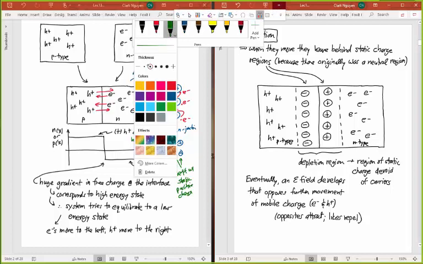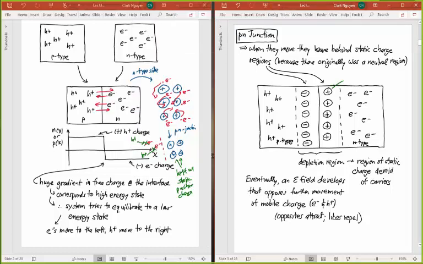Actually, let's go green. So when I make it circled, that means it's static charge. It's not movable, and that would be the same on this side. If electrons leave this side, they leave behind positive charge. If holes leave this side, they leave behind negative charge. Okay, and so that static charge in this region, and because I've got no charge in this region, we call this the depletion region. Okay, so it's a region of static charge that's devoid of these carriers.